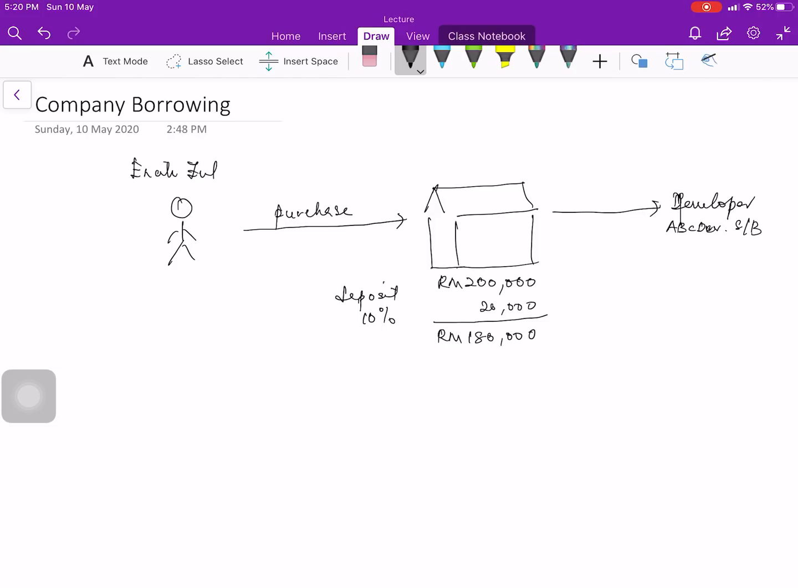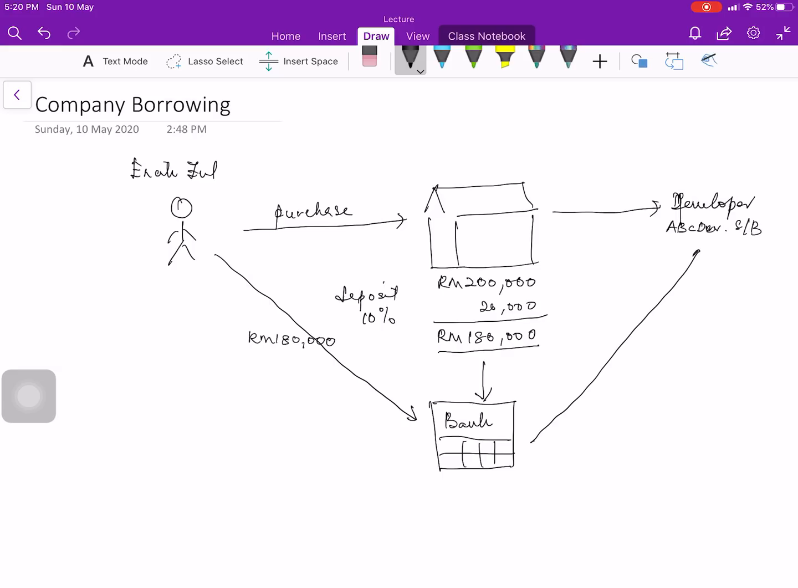ABC. Right? So of course he is not able to pay himself. So what he did is he borrowed from the bank. This particular bank is able to give Encik Zul 180,000. So he borrowed directly from the bank, about 180,000, and the bank will pay the 180,000 directly to the developer.